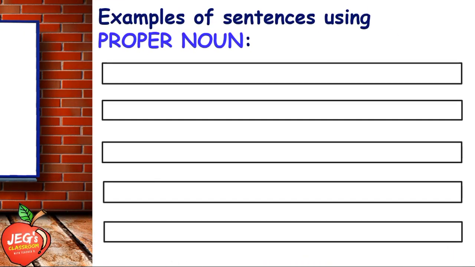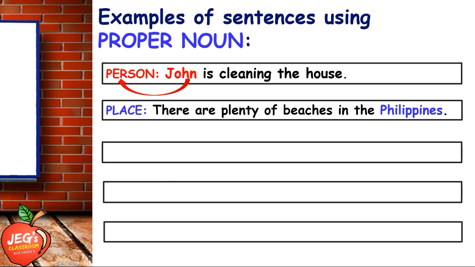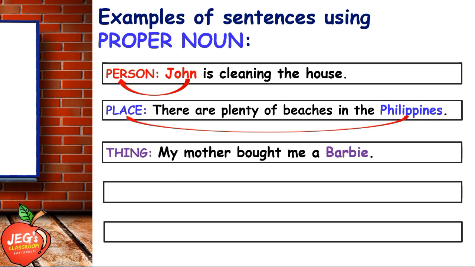Let's take a look at the examples of sentences using proper noun. Number 1. John is cleaning the house. John is a proper noun, which is a person. Number 2. There are plenty of beaches in the Philippines. Philippines is a proper noun, which is a place or a country. Number 3. My mother bought me a Barbie. A Barbie is a proper noun, which is a thing.